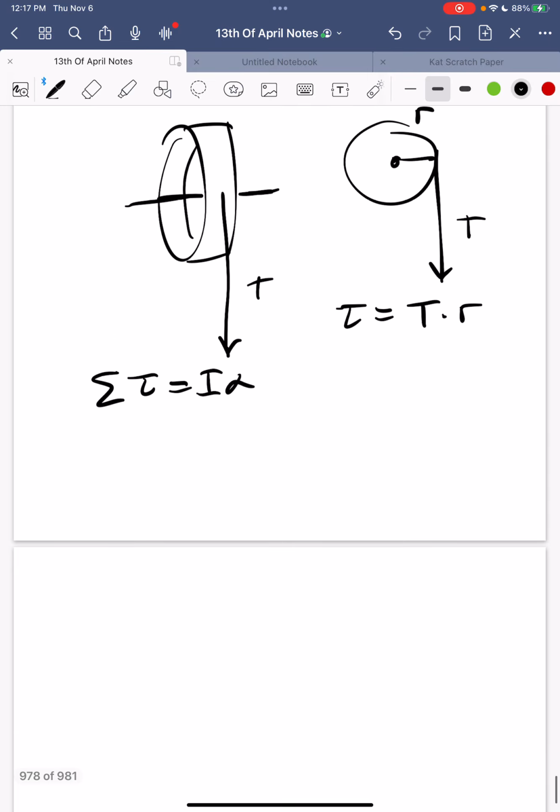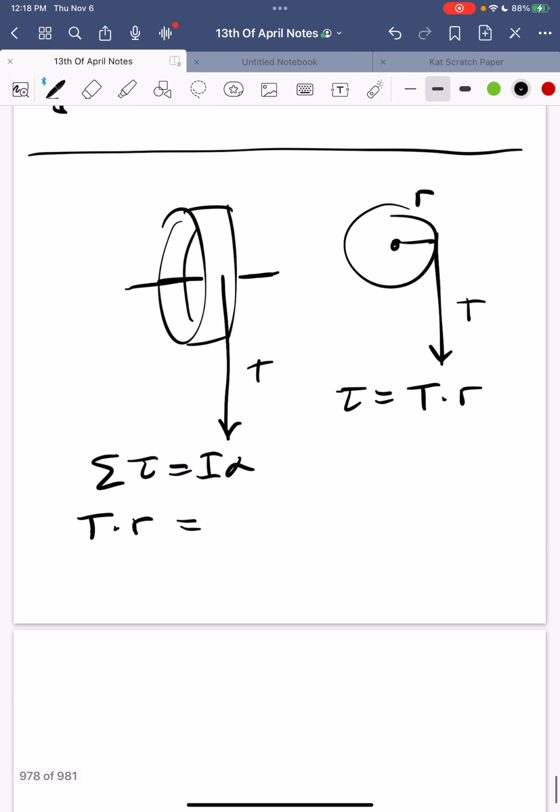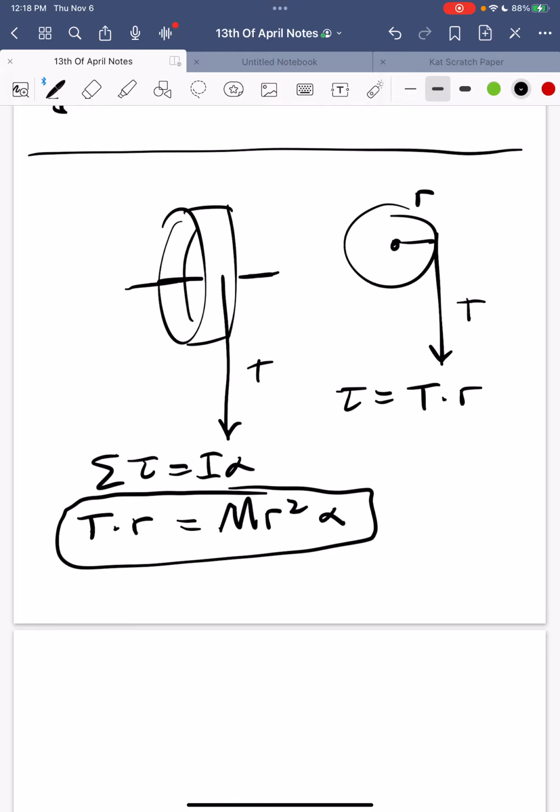All right, so I can begin to put some things in here. So the tension times the radius, that's the torque. That's going to equal the moment of inertia of the wheel. Because this is a rim, we could look up on our table and find out that the moment of inertia for a rim is just the mass of the rim times its r squared, because all of the mass is on the outside. Okay, and then I put here alpha. So this is my equation for this rim.